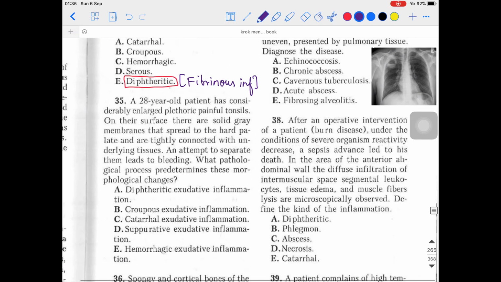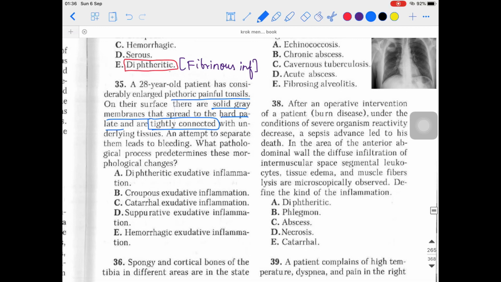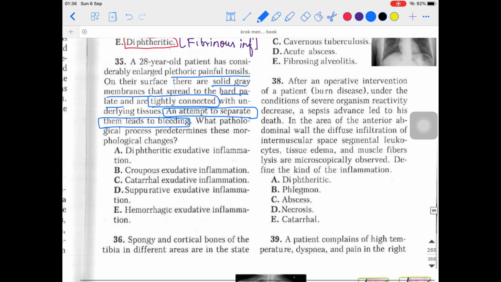Question number 35. A 28-year-old patient has considerably enlarged plethoric painful tonsils. On their surface there are solid gray membranes that spread to the hard palate. Again, this is a question of fibrinous inflammation, tightly connected with underlying tissues, and an attempt to separate them leads to bleeding, which means they are removing with difficulty. It's a kind of diphtheric fibrinous inflammation. If diphtheric is not given, that can be considered diphtheric exudative inflammation. So the answer will be definitely diphtheric exudative or diphtheric fibrinous inflammation.